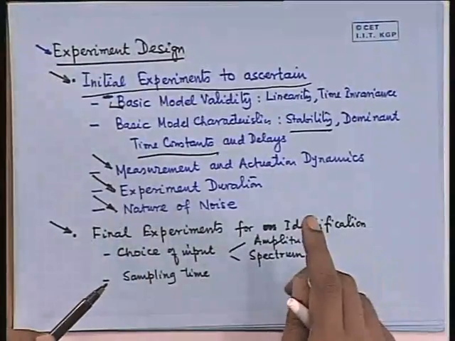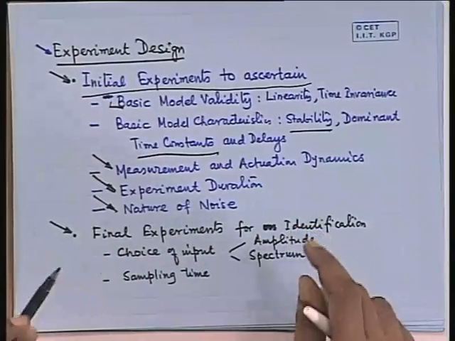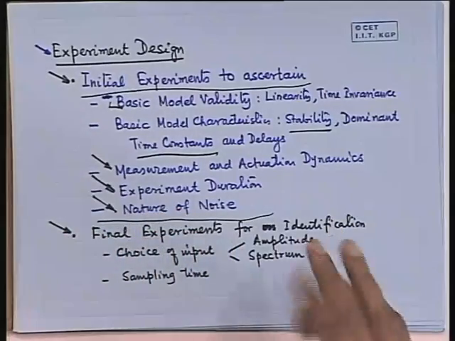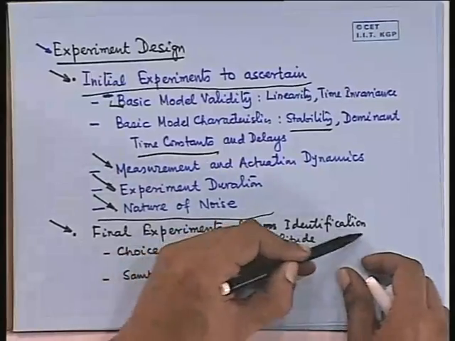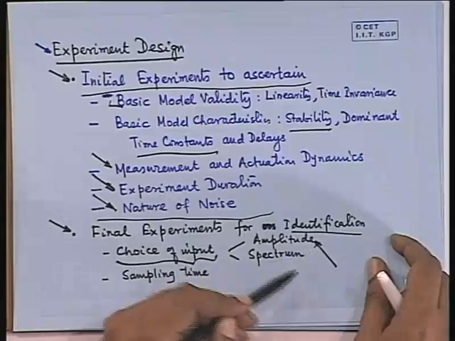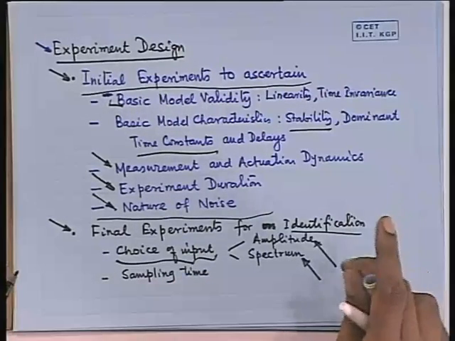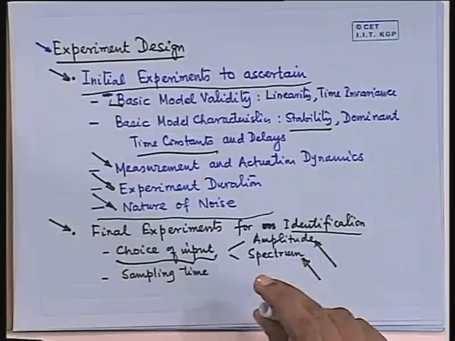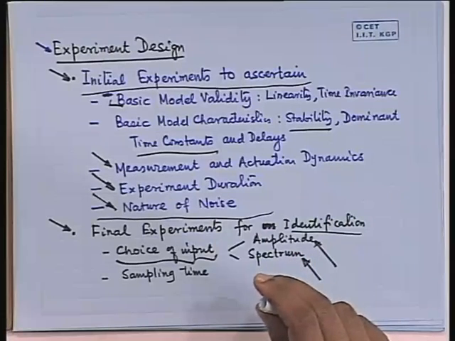Then the nature of noise and disturbances which might come, these things are very important. And then after doing these, you will probably be able to design a final experiment which will let you actually build the model. For that you need to choose your inputs, and while you are choosing your inputs, you must decide on the amplitude and the spectrum. Why? You must make the amplitude high, because that will make your data resolution high.